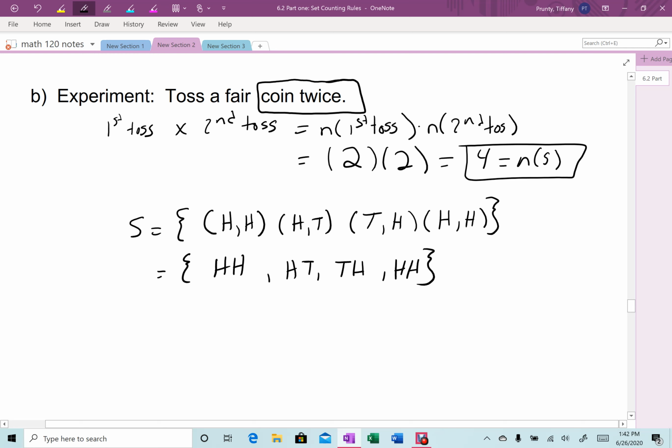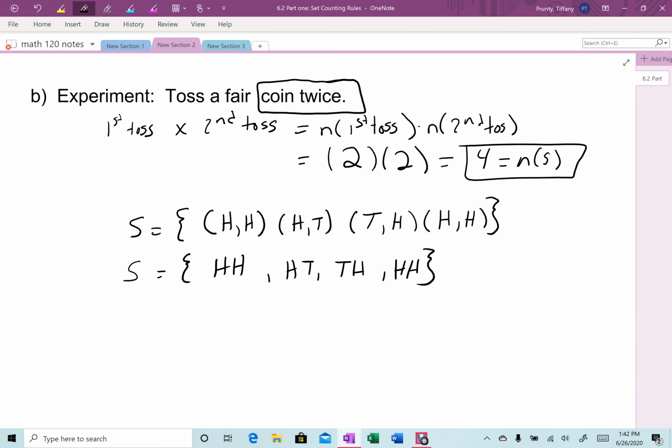Heads on the first toss paired with tails on the second toss is different than tails on the first toss and heads on the second, because it's a different order. It was a different toss that got me heads and tails. Eventually, we're going to look for probabilities. Right now we're just counting. There are 4 outcomes.